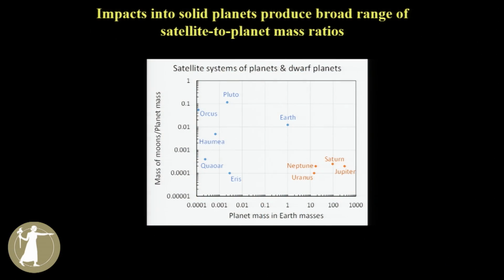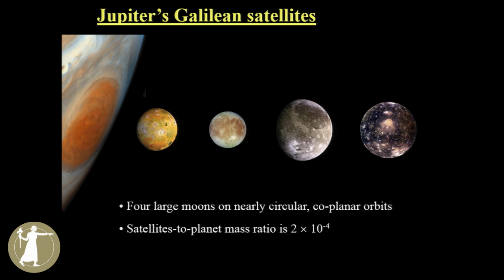So let me now turn to the satellite systems around the gas giants, and I'm going to focus on Jupiter and Saturn in particular. So Jupiter, of course, we have the 4 very famous Galilean satellites. They're on nearly circular coplanar orbits. If you take their mass, you sum all their masses, you ratio it to the mass of Jupiter, you get a mass ratio of 2 times 10 to the negative 4.